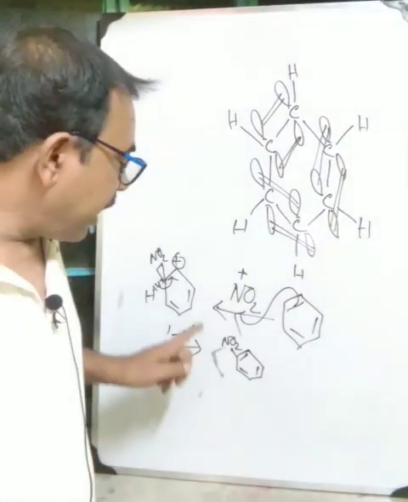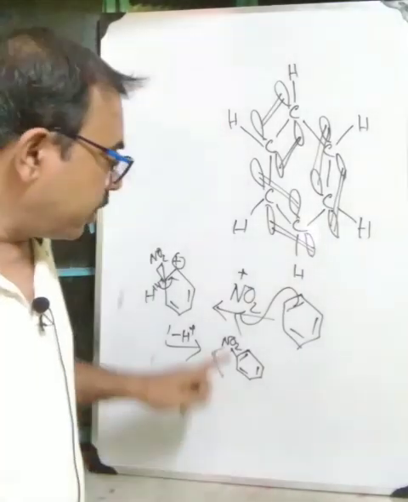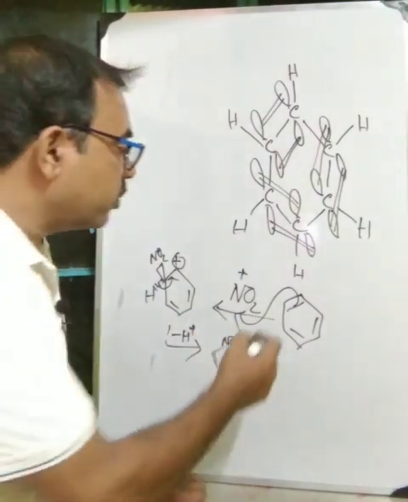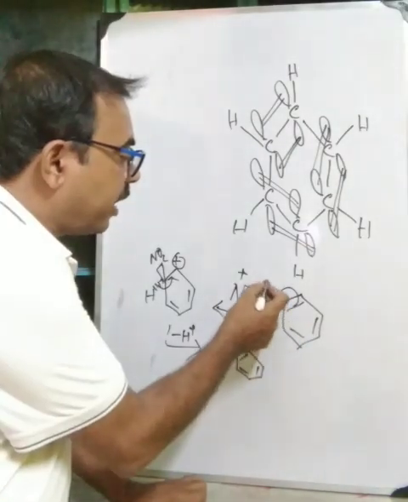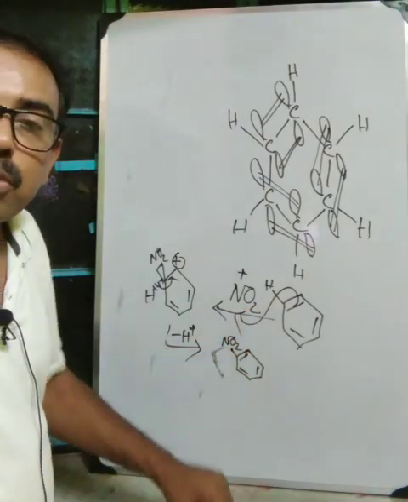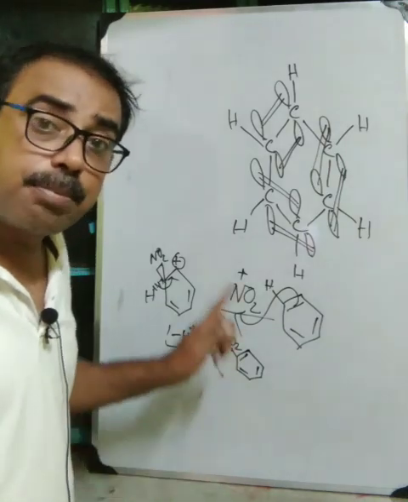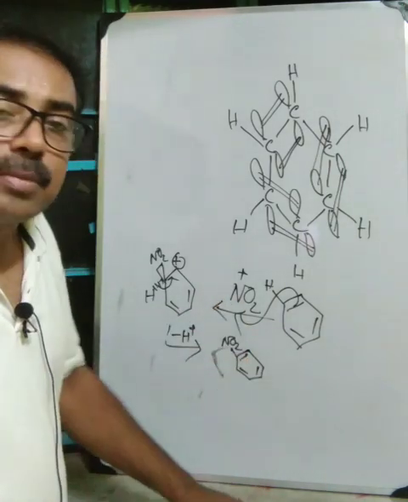So to regain the aromaticity, H plus has to be removed. Here a hydrogen atom was present, and now in place of hydrogen there is NO2. So NO2 has replaced hydrogen; NO2 plus has replaced H plus.